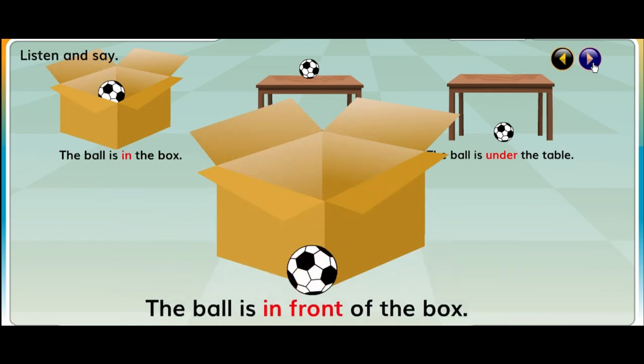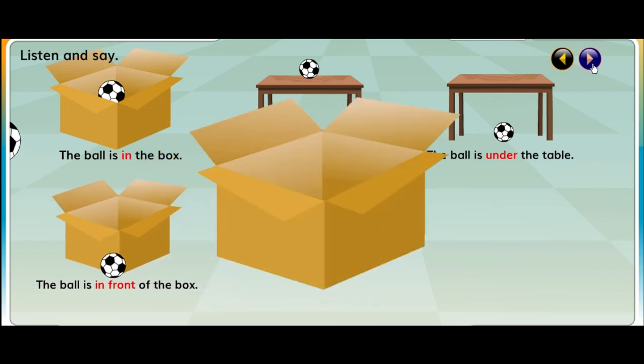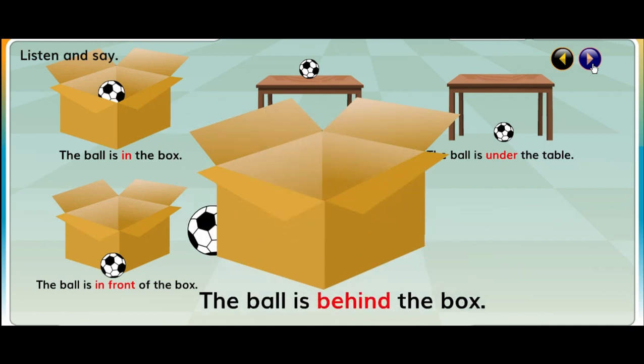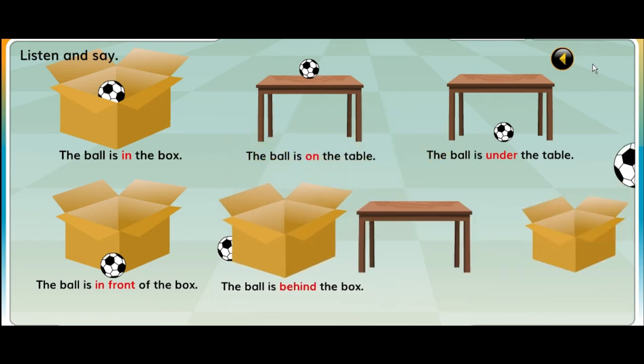The ball is in front of the box. The ball is behind the box. The ball is between the table and the box.